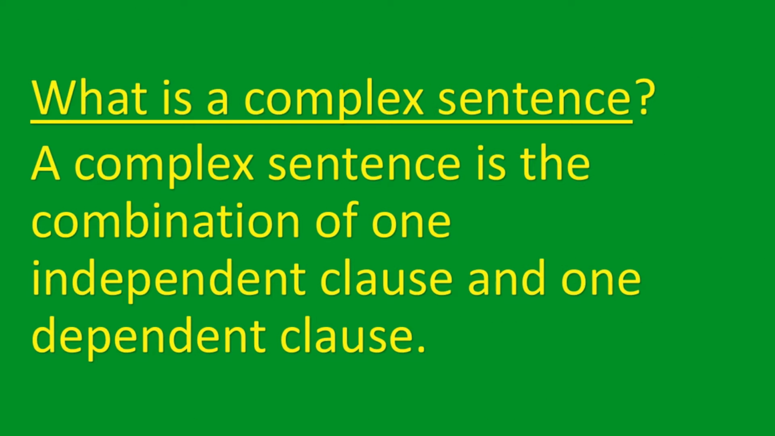My dear students, a complex sentence is the combination of one independent clause and one dependent clause. So students, when a main clause is combined with a subclause, we call the sentence a complex sentence. Here we find one of the clauses to be independent in nature, that is, it is complete in meaning and doesn't seem to be depending upon any other clause or any other part of the sentence.